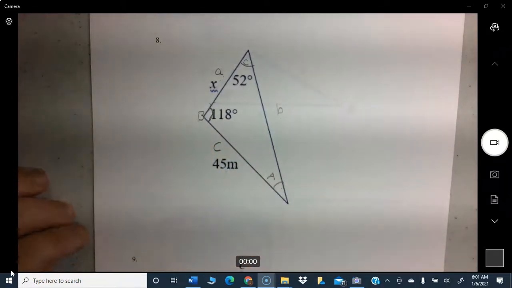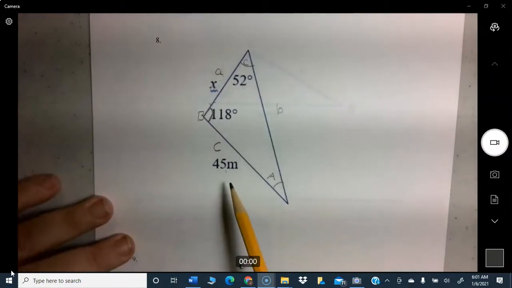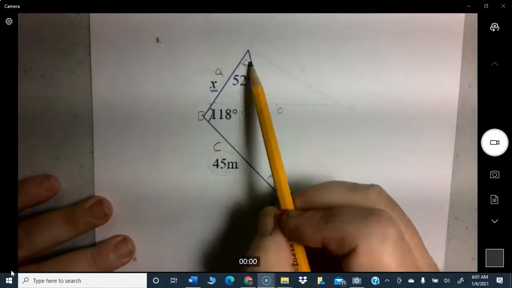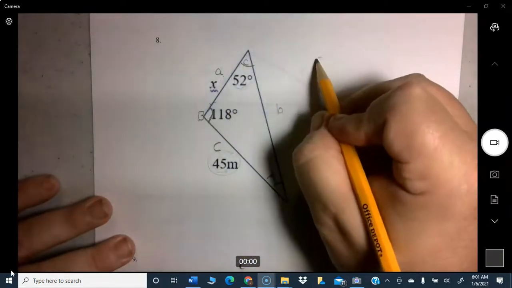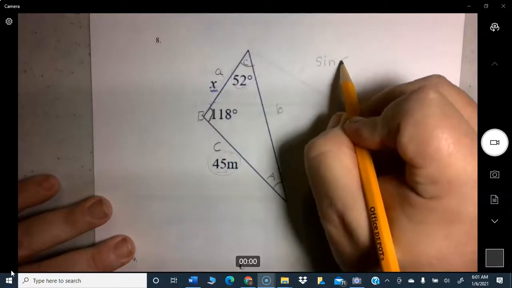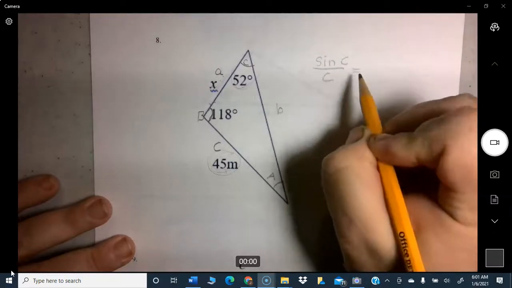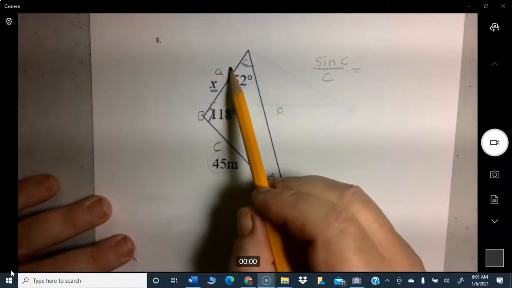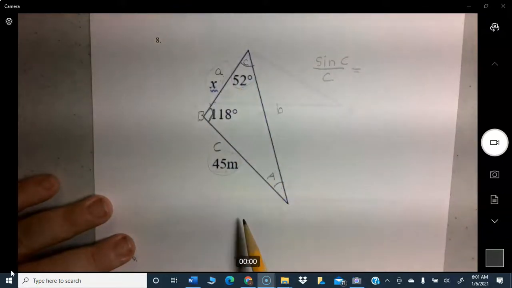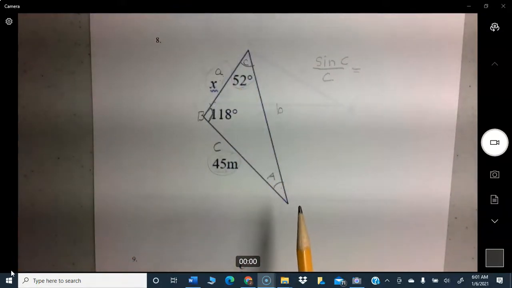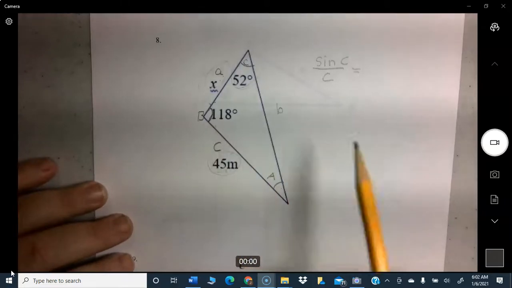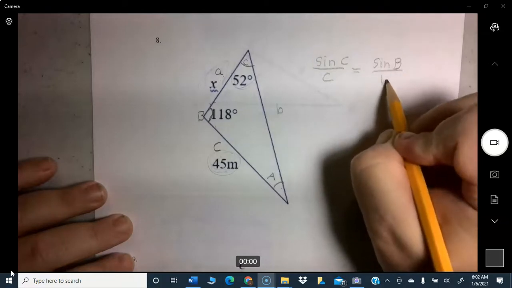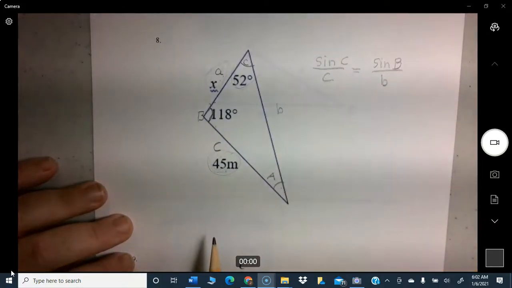Okay, so now you want to start by using C, because you know the side C and you know the angle C right there. So we're going to use sine C over C equals, and now you want to use A or B. Well, you don't know the side A and you don't know angle A, so you can't start with that one. But B, you know angle B. So we're going to say sine B over B. All right, and now we just plug in the numbers.